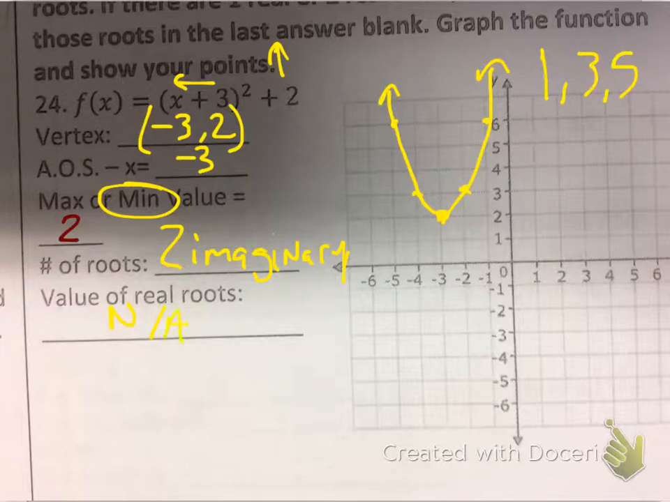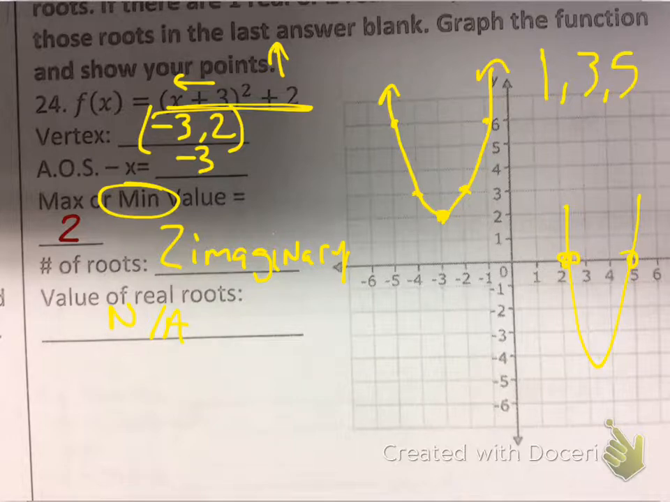So NA. Now, if this had crossed, then I would have said two real roots. I would have gone through the calculator, typed this into the calculator, and then done a menu, trace, graph, trace type thing to find out those things. Now again, if you want me to show you a different problem with the calculator, I can do that anytime.